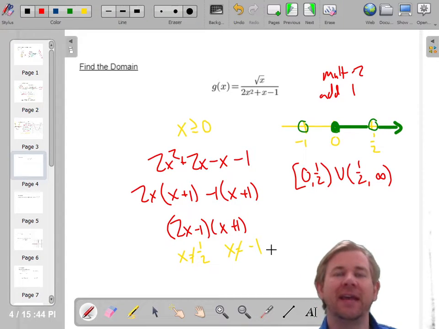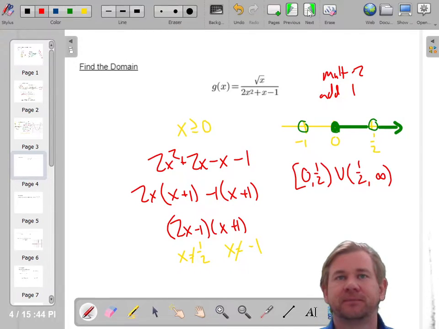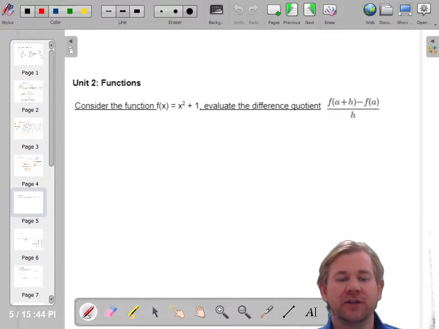So when I say find the domain, the two main things you should be looking for: you cannot square root a negative, and you cannot divide by 0. All right, that's our first unit.